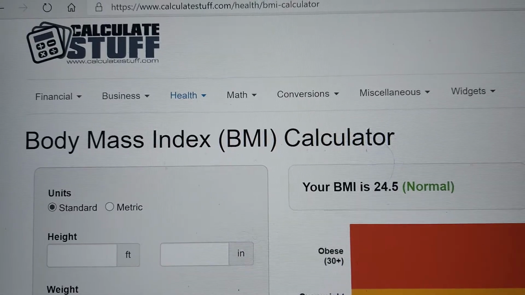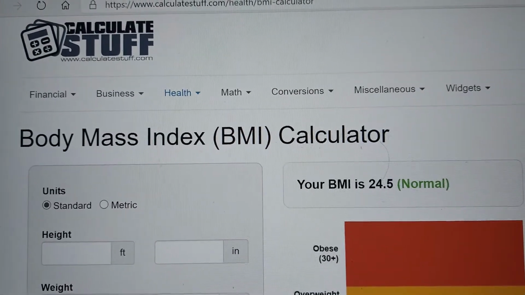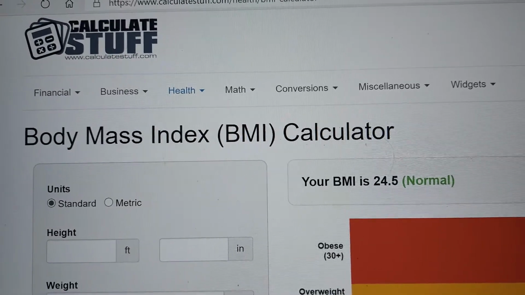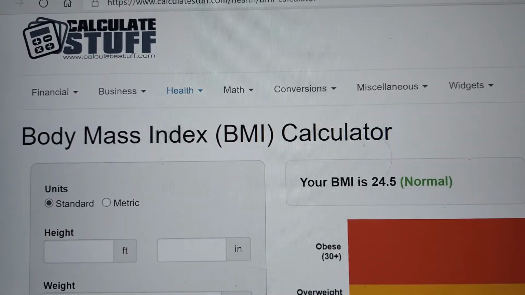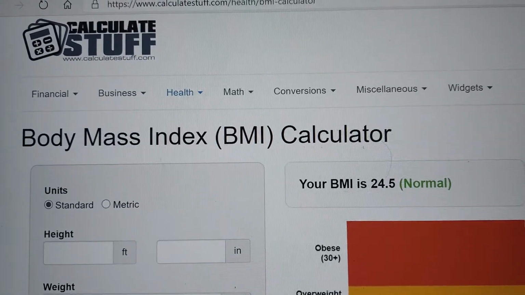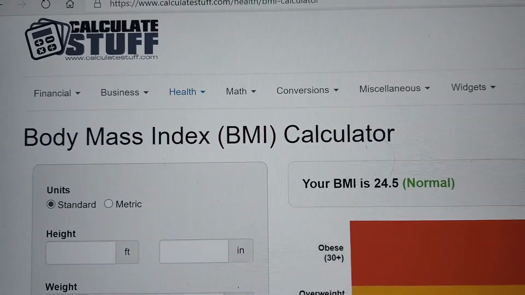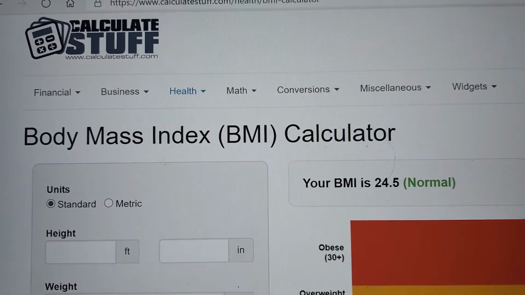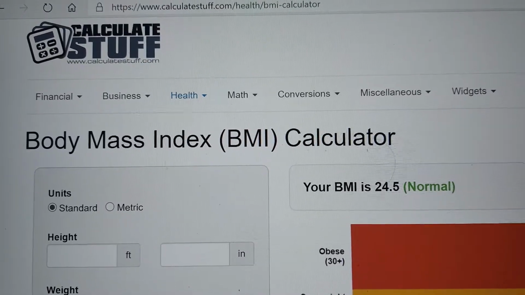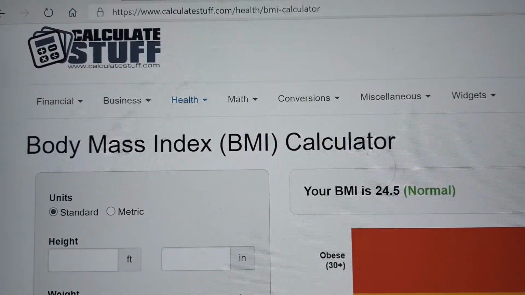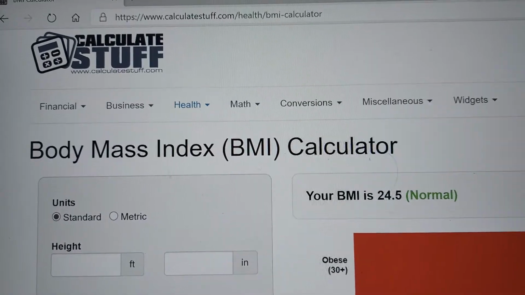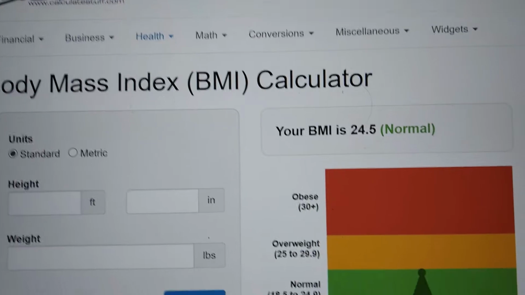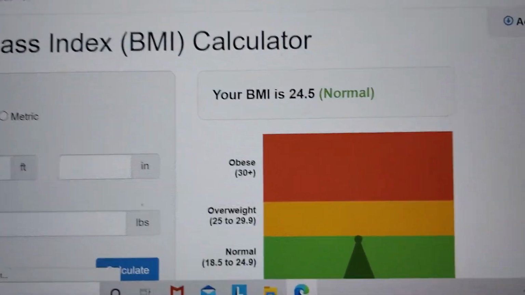So we got here this online BMI, or body mass index, calculator, which you guys could do yourself also. There's a lot of BMI calculators online, so I just chose this one. Okay, so what is BMI, body mass index? What we got here is a BMI calculator. All right, so let's check regarding BMI.